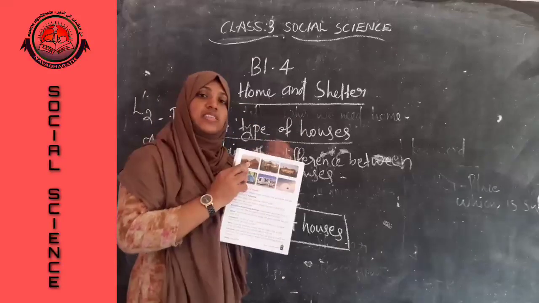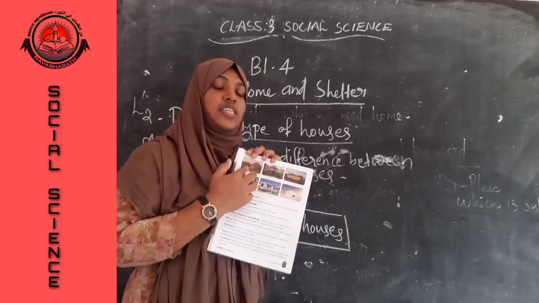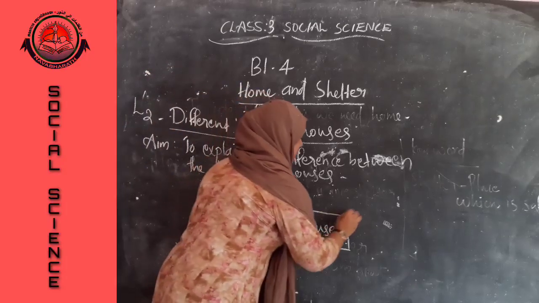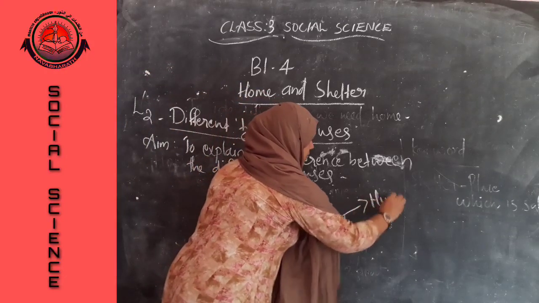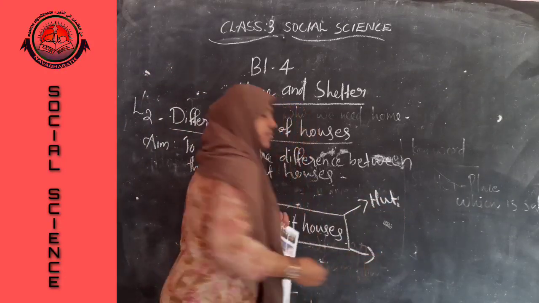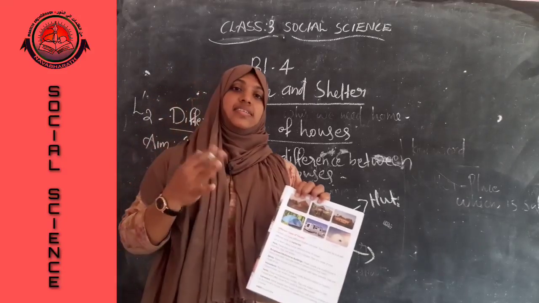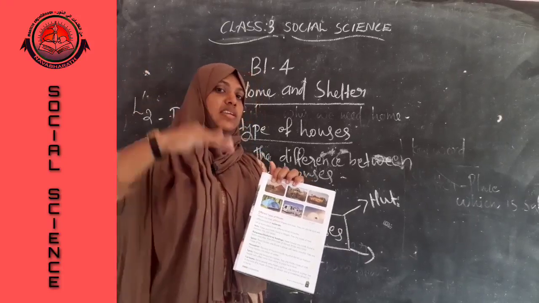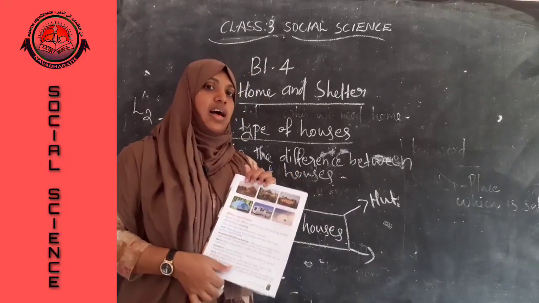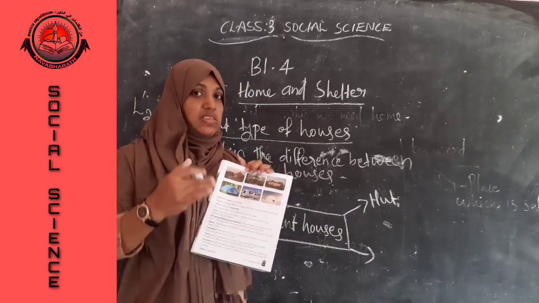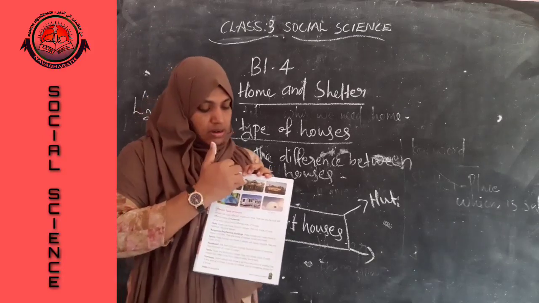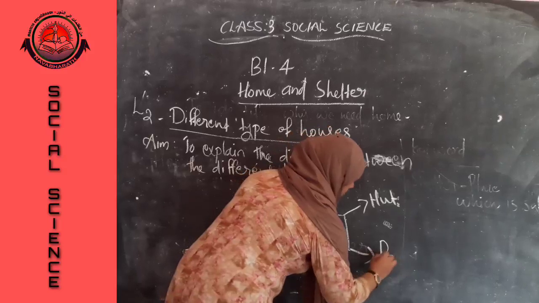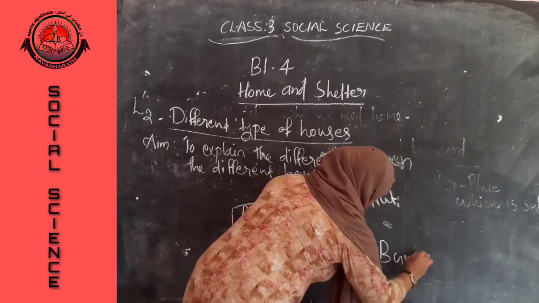Yes, the first picture shows, what is the first picture? Yes, this is a hut. In our surroundings, we can see different types of houses, right? Some are big houses and some are small houses. And houses are different. Listen, next one. Yes, bungalow.